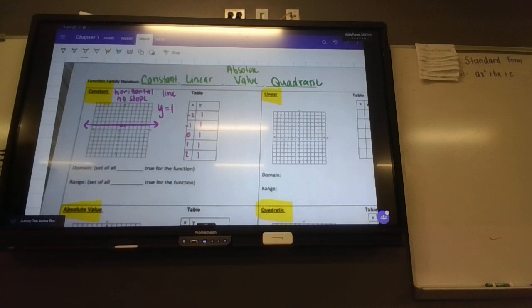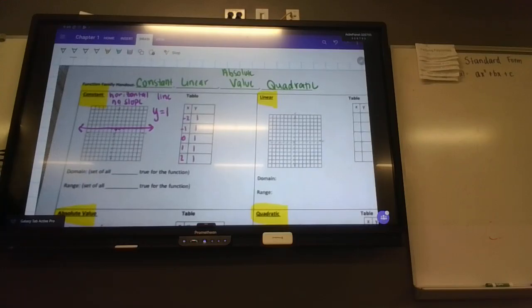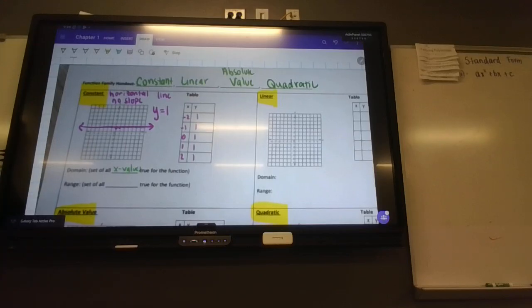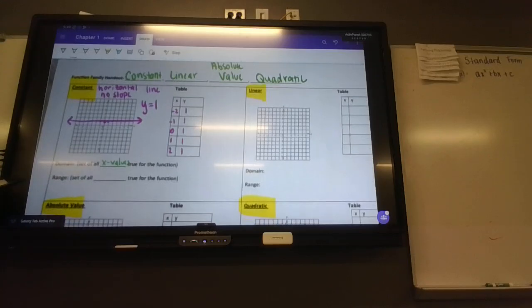0. All right, domain. I wanted to remind you about what this word domain means. It's a set of x values true for a function. And range is a set of y values. You probably didn't discuss domain and range a whole lot in geometry, but it was discussed in Algebra 1. So we have to think back over a year ago.